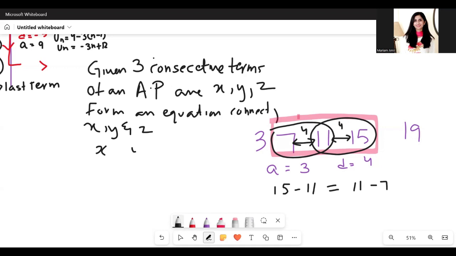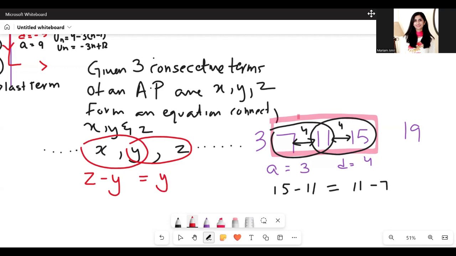Now let's go back to X, Y, and Z. These are the three consecutive terms of an arithmetic progression. You have an AP before that, and it continues after Z as well. But you're only given any three consecutive terms in between the series. So then we know that the difference of these two, Z minus Y, should be equal to the difference of these two, Y minus X. And there we have it. We have connected any three consecutive terms of an arithmetic progression through an equation. You may simplify it now. It becomes Z plus X equals 2Y.